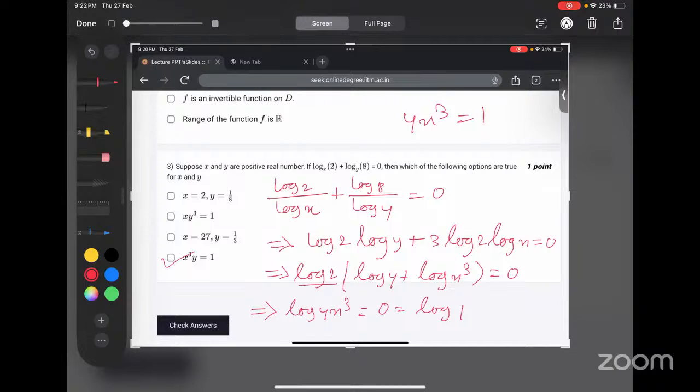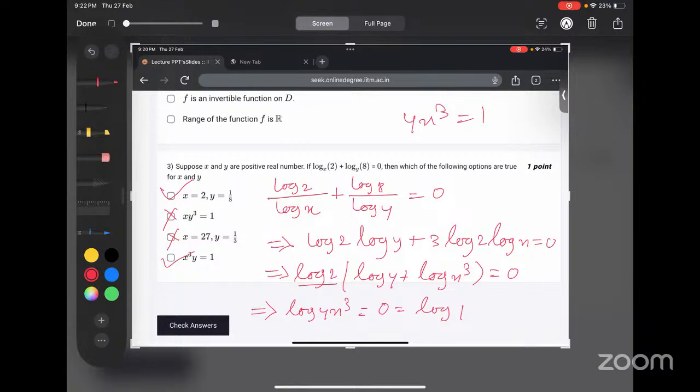The fourth one. That means the second option is incorrect, and for the first and third options we have to check whether they satisfy this equation or not. We directly put y as 1 by 8 and x as 2, so x cube is 8, and 8 by 8 is 1. So the first answer is correct, and this one is incorrect. So first and last options are correct, right?